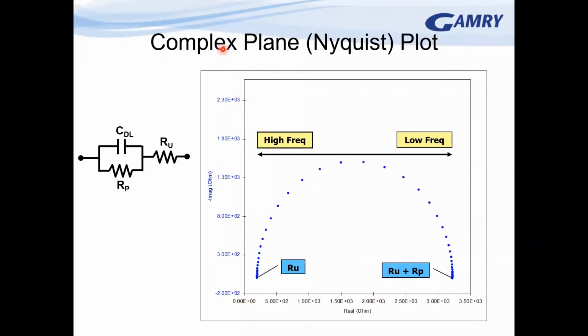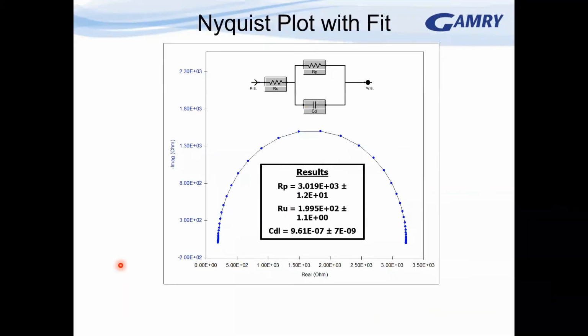This can also be represented in what's called a complex plane plot or a Nyquist plot, where we plot the real impedance against the imaginary impedance. And for this kind of circuit, what we're going to see is a semicircle, where the diameter of the semicircle is the polarization resistance, and the shape of the semicircle is related to the capacitance. So we can get all those three values out from this as well. The modern way to get the information out is to fit it to a model. So we can make this model, and we can do a least squares fit to the data and get out the results that way.